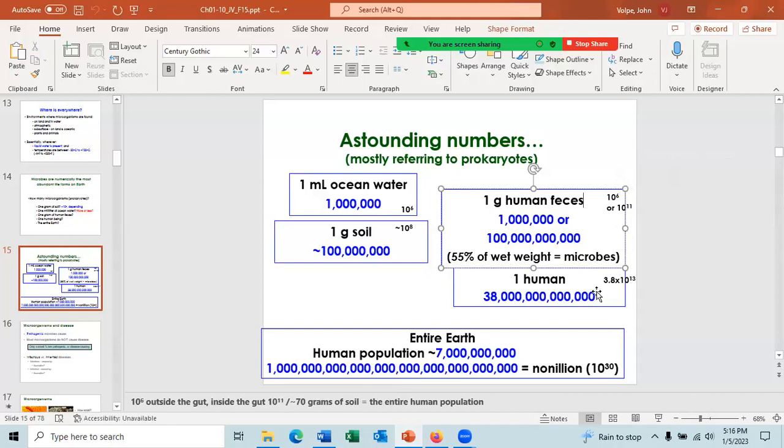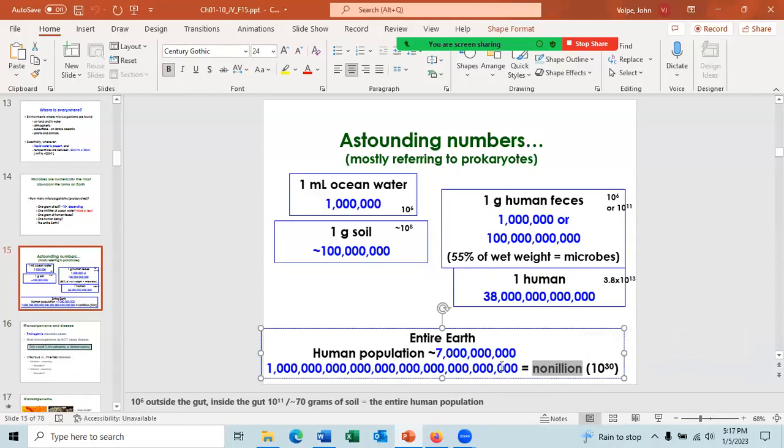On 1 human, you find 3.8 times 10 to the 13th microscopic cells. That's a staggering number. And then on the entire Earth, you have 1 nonillion prokaryotic cells. That's 1 times 10 to the 30th, meaning 1 with 30 zeros after it. I bet you didn't know that was a nonillion, but that's actually a name. For comparison, the human population is about 7 to 8 billion. We're still a little less than 8 billion, but getting close.